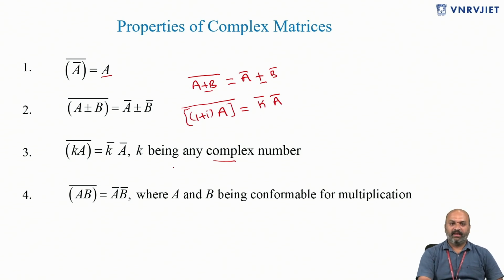If K is any real number, then the conjugate of K is K itself, since the conjugate of any real number is itself. Okay. Now, similarly, this is the product of, say, A and B, two matrices. If you consider the product of the two matrices and later find the conjugate, it is the same as first determining the conjugates of the respective matrices and then multiplying. That is, the conjugate of the product of two matrices is the product of their conjugates. And here the matrices A and B must be compatible for multiplication.